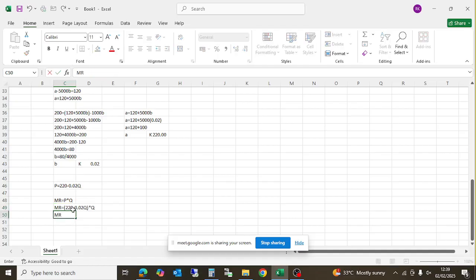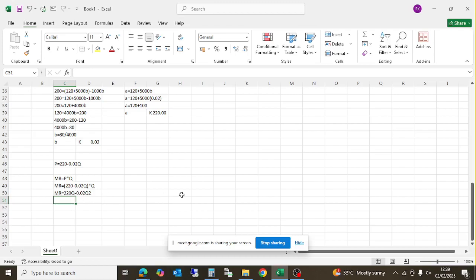Okay, so our marginal revenue will be 220 Q minus 0.02 Q squared. Just a second, let me see how I can show the power. Okay, I'll just put 2 here, but we know it's actually squared. This is 0.02 Q squared. The last 2 is a power. I repeat again, the last 2 is a power.